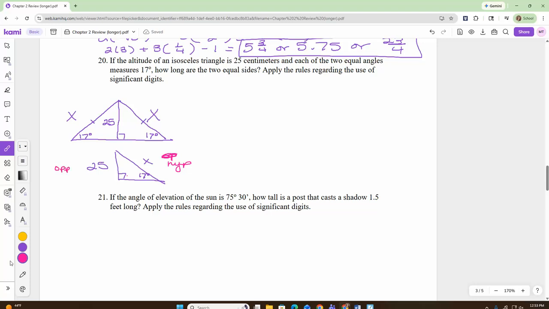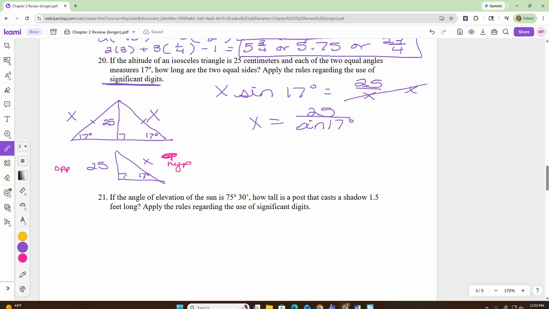What trig function involves opposite and hypotenuse? So the sine of 17 degrees equals 25 over x. These are ones we can put in the calculator because they're not angles on our name trick. Anytime you have a 30, 45, 60, 90, those I'm expecting exact values. But we definitely haven't memorized the sine of 17 degrees, so we're just plugging this in. The question said to use significant digits. How many were given in the problem? 2. So if I round this to 2 significant digits, we have 85.5, which is 86 centimeters.